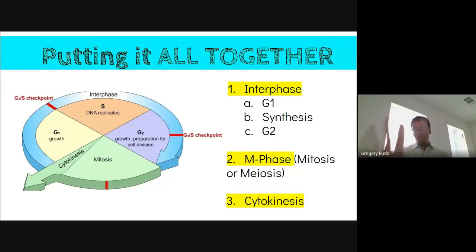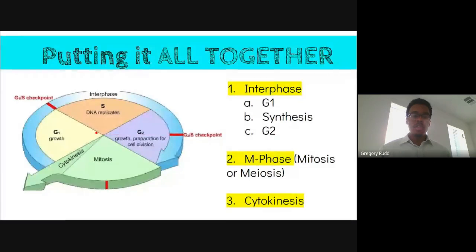So we put it all together. If you haven't written anything down up until this point, this is your bang for your buck slide. You want to take a picture of this. You want to write this down. But here are the steps. We've got interphase, which of course can be separated. It's the longest phase, so we separate it into G1, synthesis, and G2.